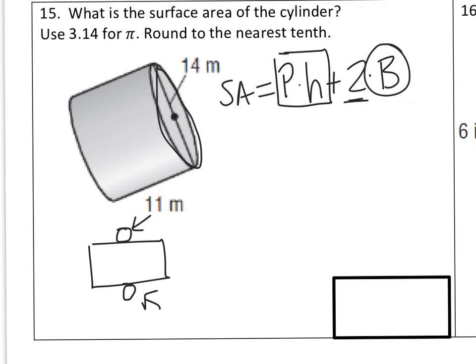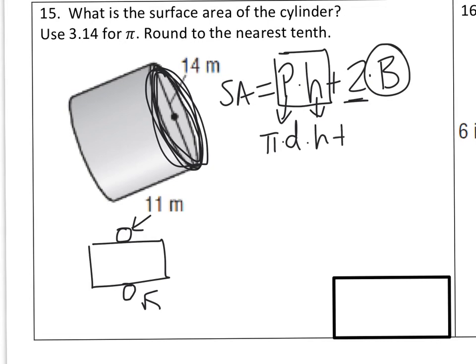All right, so let's first find the perimeter of the base. The perimeter of the base really means you're going around the circle, which means circumference. And the circumference formula is pi times diameter. And then, of course, we have the times the height. I'm just going to rewrite this with all the circle information in. Now, we need to find the base area.